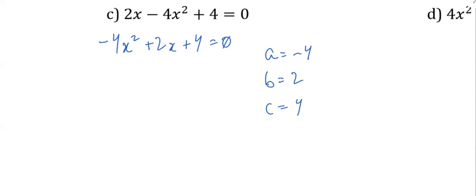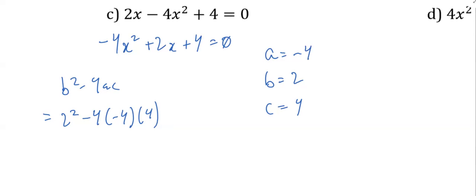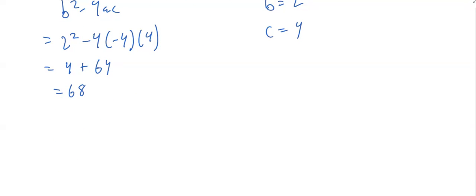Okay, so b squared minus 4ac is 2 squared minus 4 times negative 4 times 4. So that is a negative and a negative is positive. So this is 4 plus 64, which is 68. So what can we conclude? There are 2 different real roots. Very good. 2 different real roots.